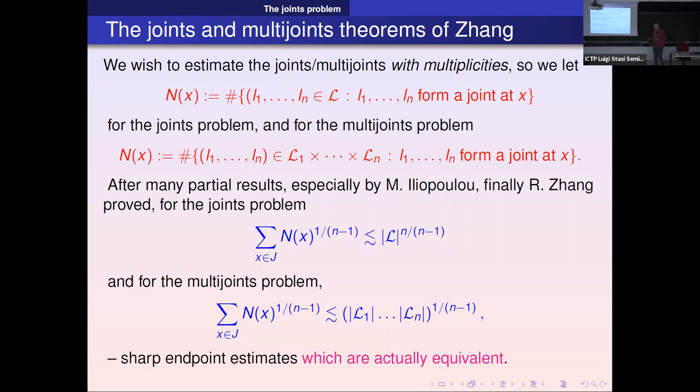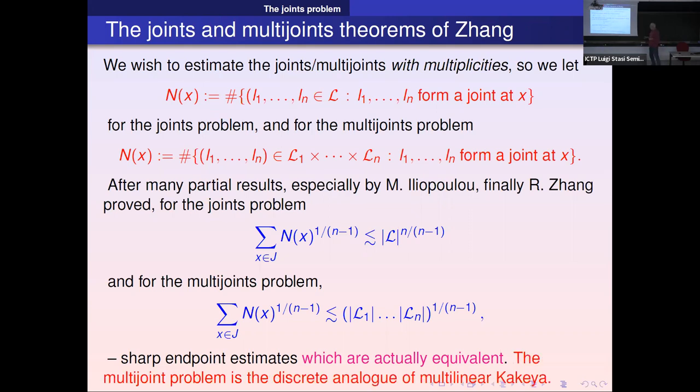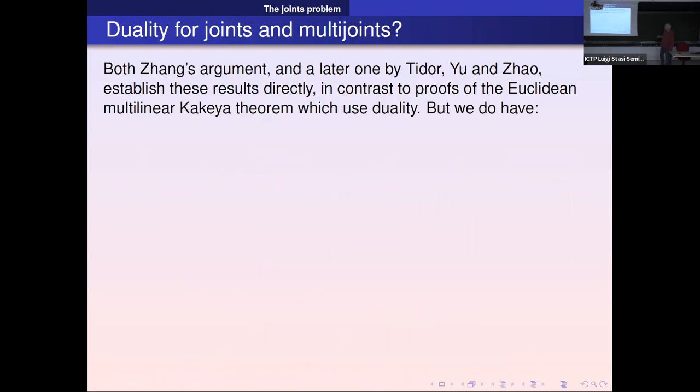And the interesting thing, at least it's very interesting to me, was that these problems are actually equivalent to each other. So this one is sort of explicitly multilinear. This one, you can't see any obvious multilinear structure there, but it is there because they're equivalent problems. Okay. The multi-joint problem is indeed the correct discrete analog of multilinear decay. So this has been solved.